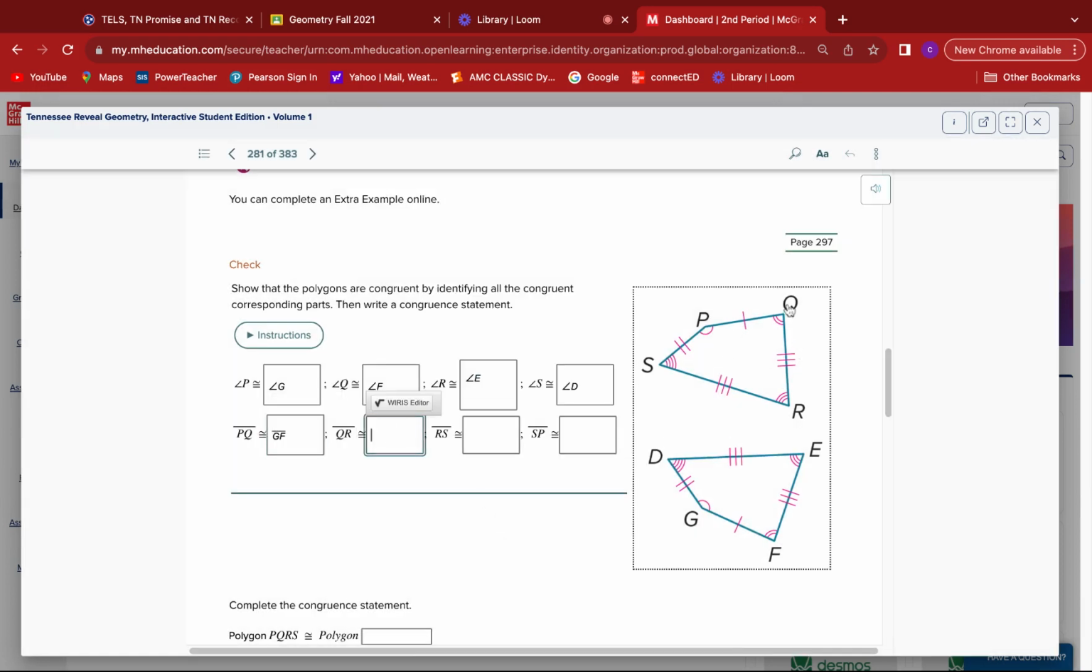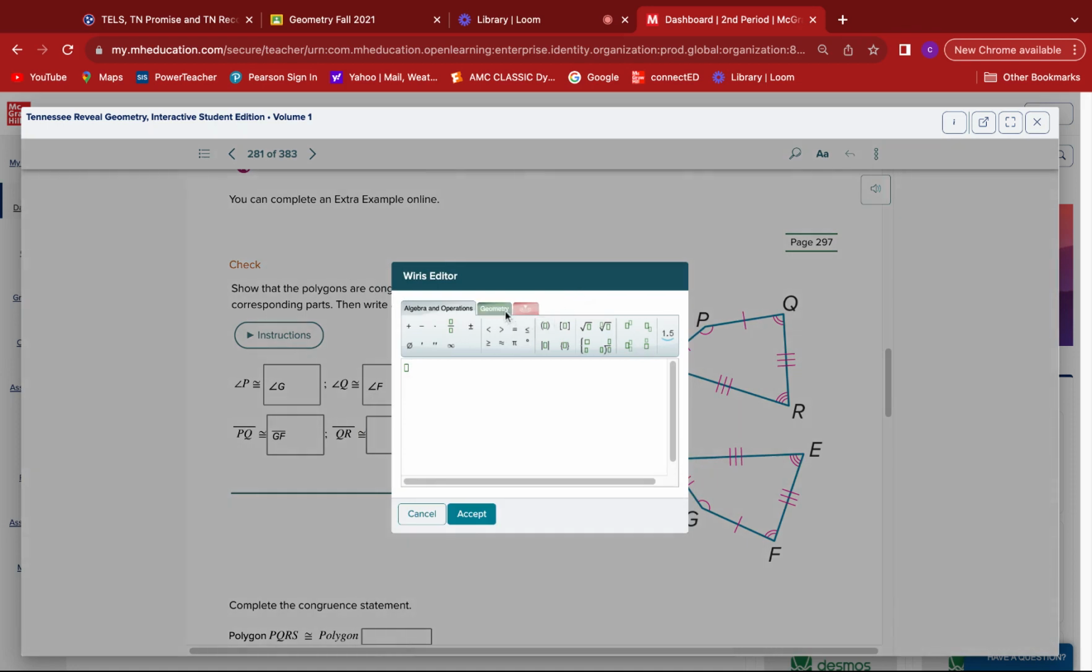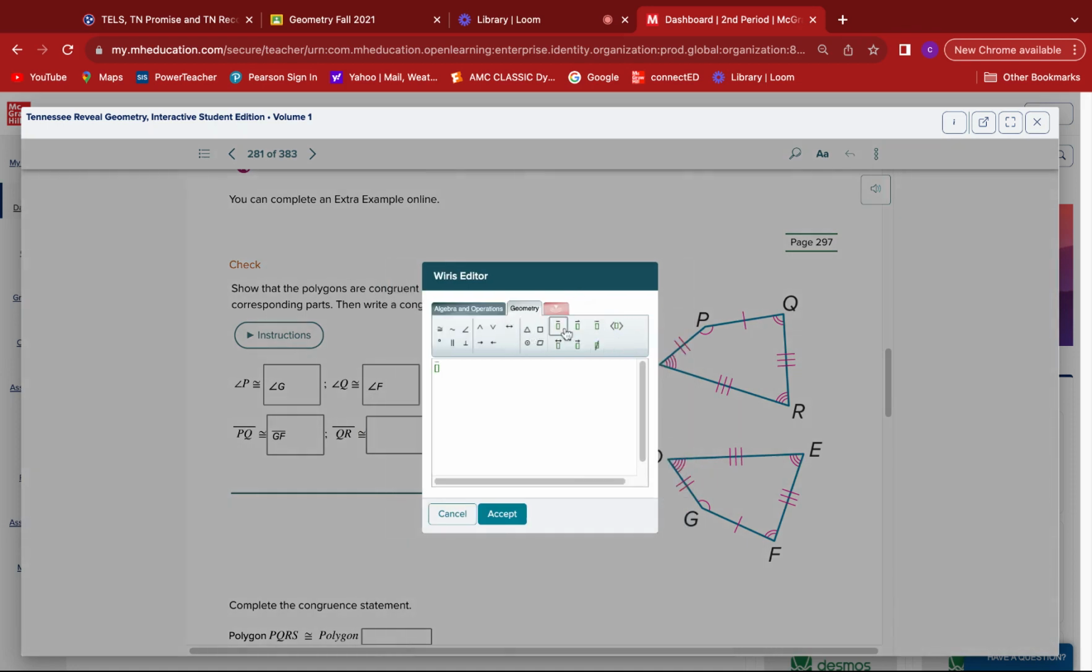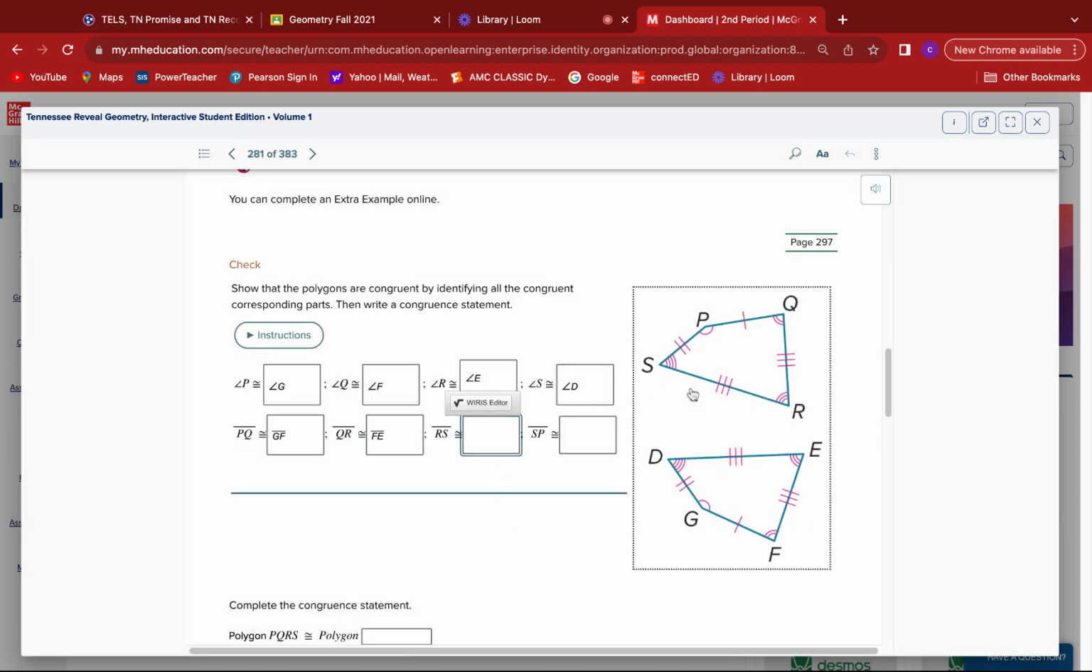All right, Q to R has 3 slashes, and Q is a 2, R is a 3, so I have to look 2 to 3 over here. 2 to 3 would be 3 slashes, FE. All right, R to S. R to S has 3 slashes as well, but it's a 3 slashed angle to a 4 slashed angle. So the same one over here would be 3 slashed to a 4 slashed, ED.